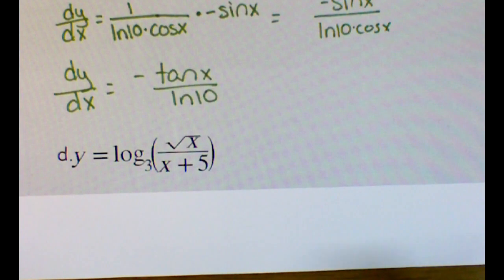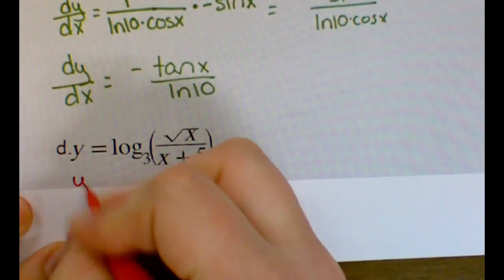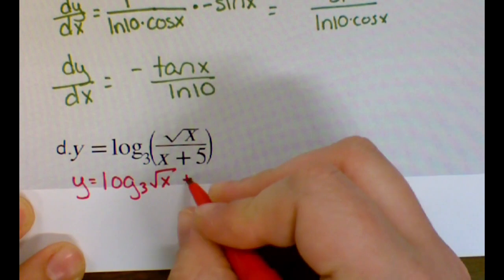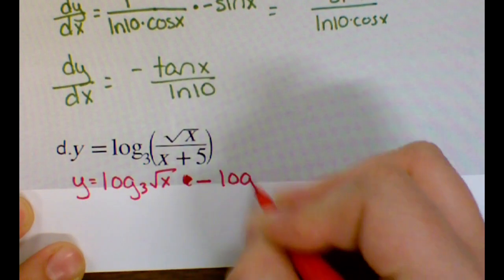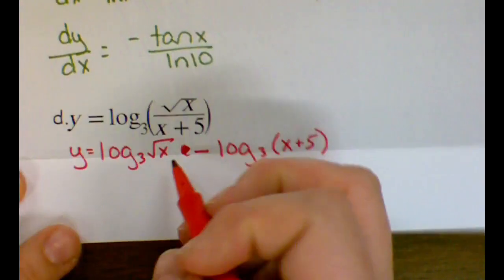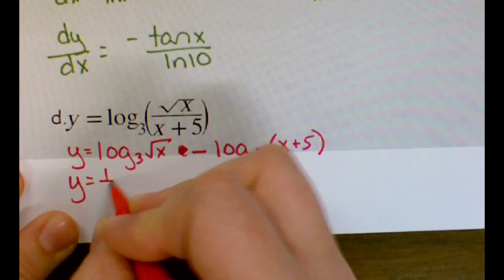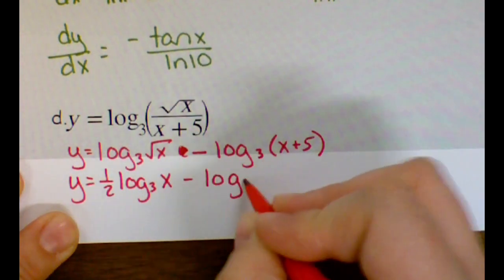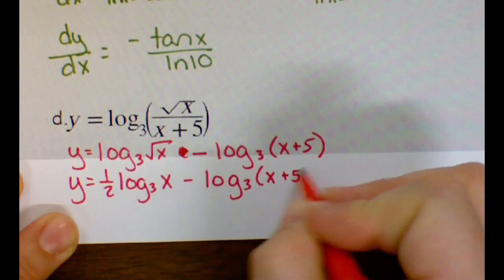All right, y equals log base 3 of, oh, that looks nasty. This is why the properties of logarithms are so helpful though. I can actually split this into 2 separate logarithms. So y equals log base 3 of the square root of x minus log base 3 of x plus 5. And actually the square root of x, that's a 1/2 power, so I can make it 1/2 log base 3 of x minus log base 3 of x plus 5.